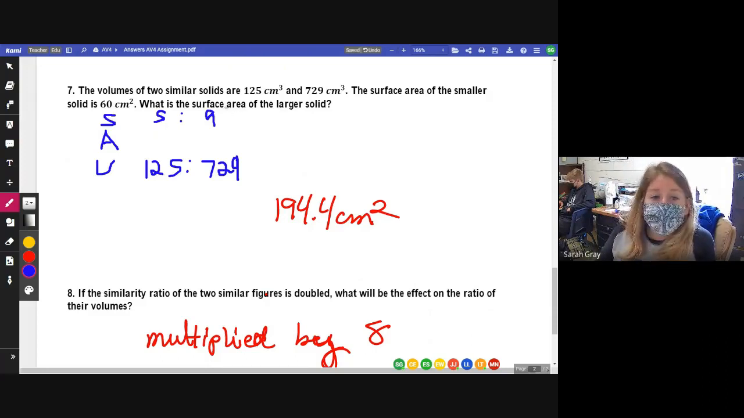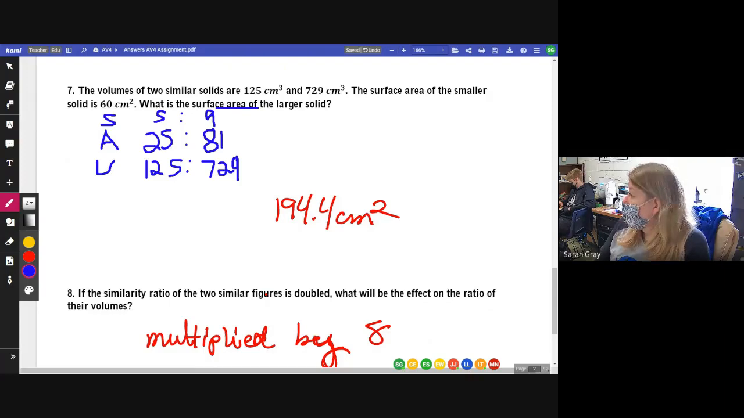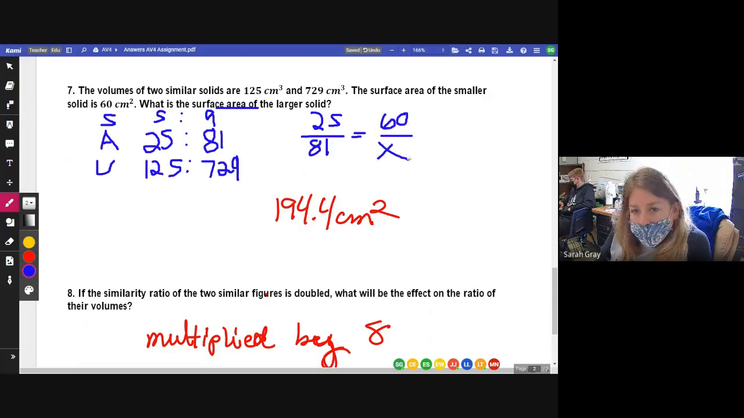But I don't want the ratio of sides. I'm trying to find the surface area of something. So I need to then square those numbers. So the ratio of my areas is 25 to 81. And that's the one you use when you set up your cross multiplication. Small over big. I know the small one is 60. So then I'm going to cross multiply there.